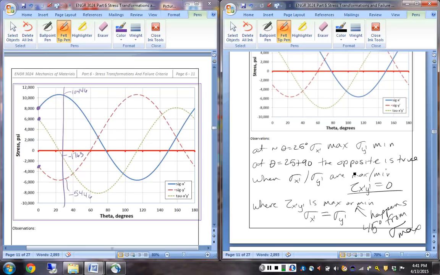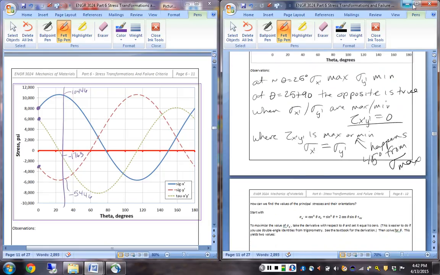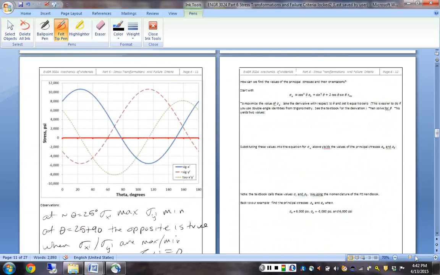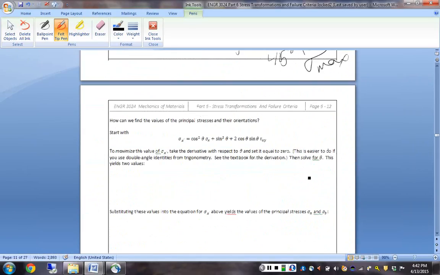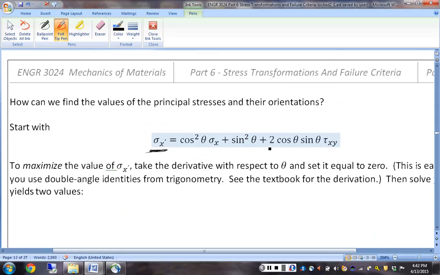How can we figure out, and this is a calculus question, where this happens? Where in theta? What angle? Take a derivative, set it equal to 0. So if we maximize this guy, where'd we go? Here we go. If we want to find the location of my maximum sigma x prime, what do we do? I want to find the theta, so I take a theta derivative and set it equal to 0.